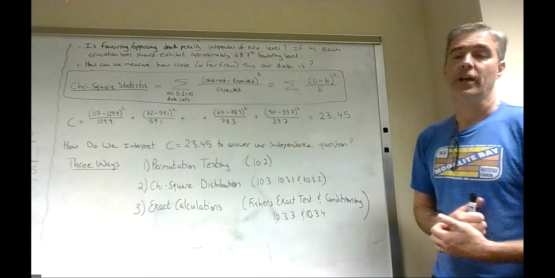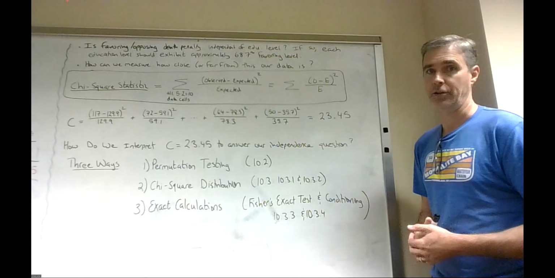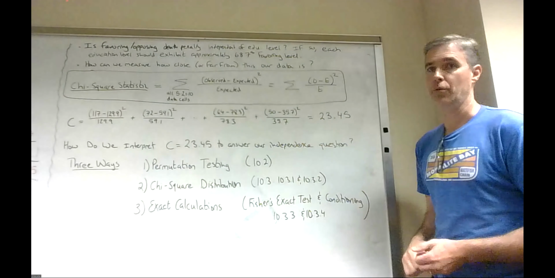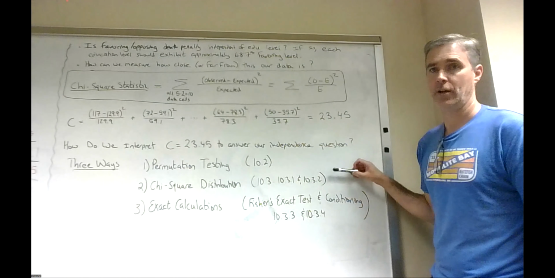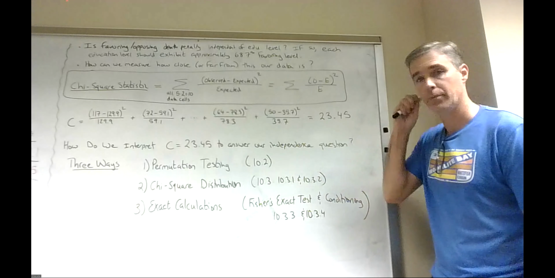And in this chapter, we're going to look at 3 ways to figure out how to interpret that 23.45 value. First way is going to be permutation testing, which I'll do on the next board over in this video. Then we're going to look at an actual more mathematical way, which is the chi-square distribution. That'll be 10.3.1 and 10.3.2.